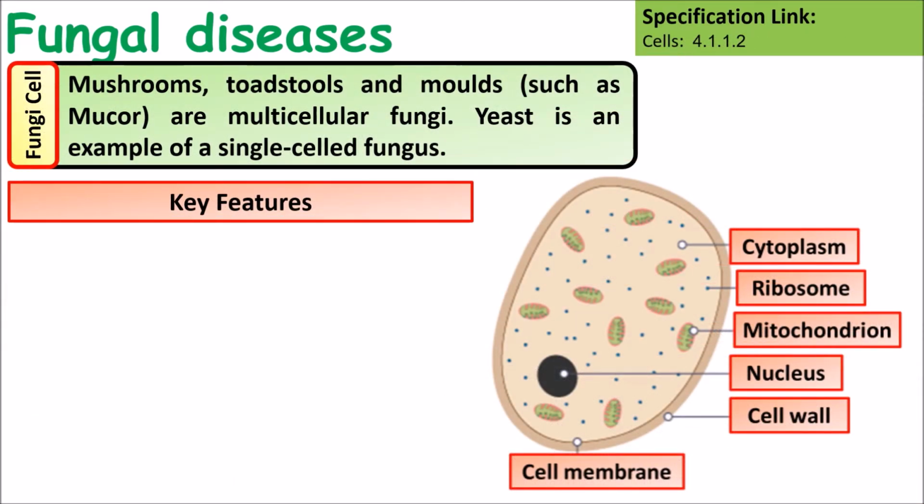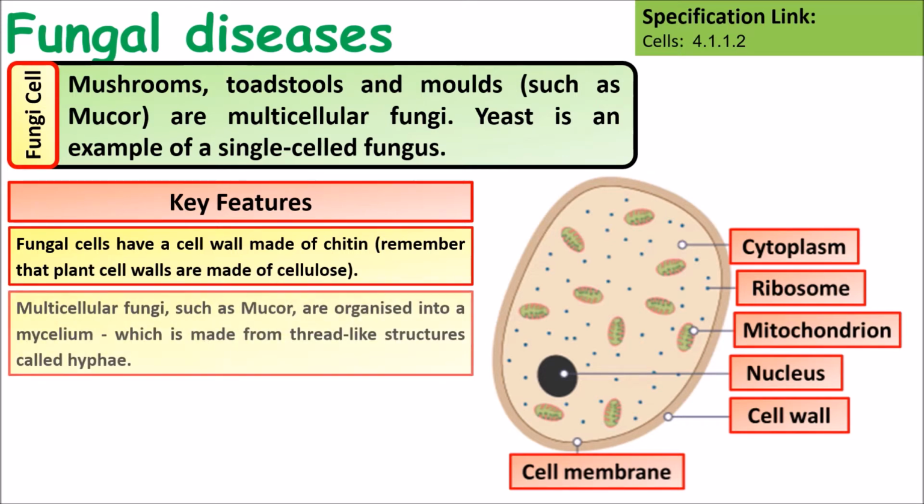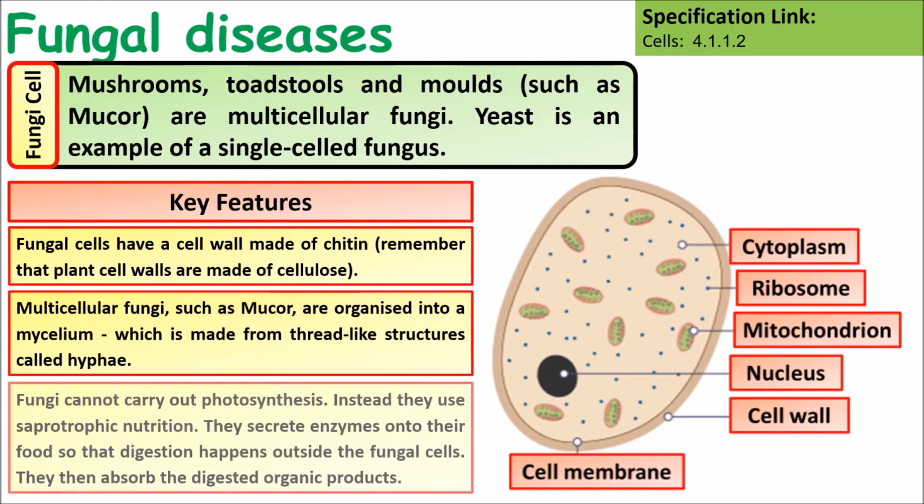So fungi has some key features. Fungi cells have a cell wall made up of chitin, so it's not cellulose like plants, but it's chitin. Multicellular fungi, such as Mucor, are organised in structures called mycelium. So these are thread-like structures called hyphae. And fungi cannot carry out photosynthesis because they have no chloroplast. So instead, they secrete enzymes directly onto what they want to digest, then absorb the nutrients.